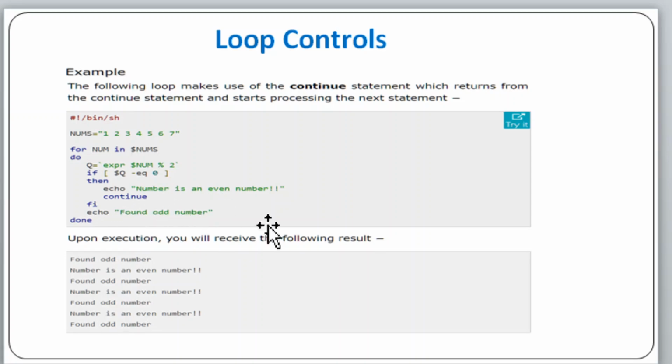Okay. So here's what's going to happen from that. It's going to say found odd number, number is an even number, found odd number, number is an even number, found odd number, number is an even number, and then it's going to finish, right? Okay. So it went through all those numbers for that for loop, and it finished at 7, okay?